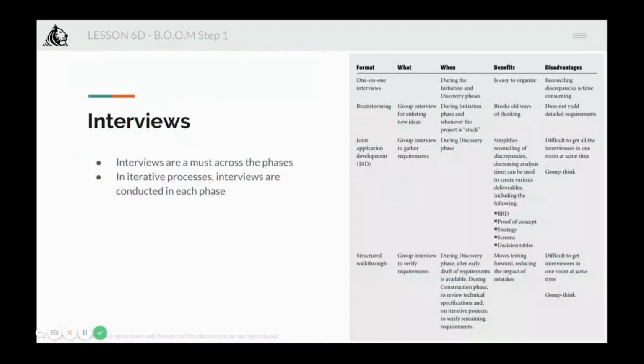The table here describes different interview formats and when each type is used during the project lifecycle. Please note that on an iterative project, any interview type associated in the table with the discovery phase is also used during the development phase, since requirements analysis continues as the solution is developed in iterative processes, right? I have tried to make it as easy as possible for you: which formats are suitable for which scenarios, and what their benefits and disadvantages are. Please make a note of this.